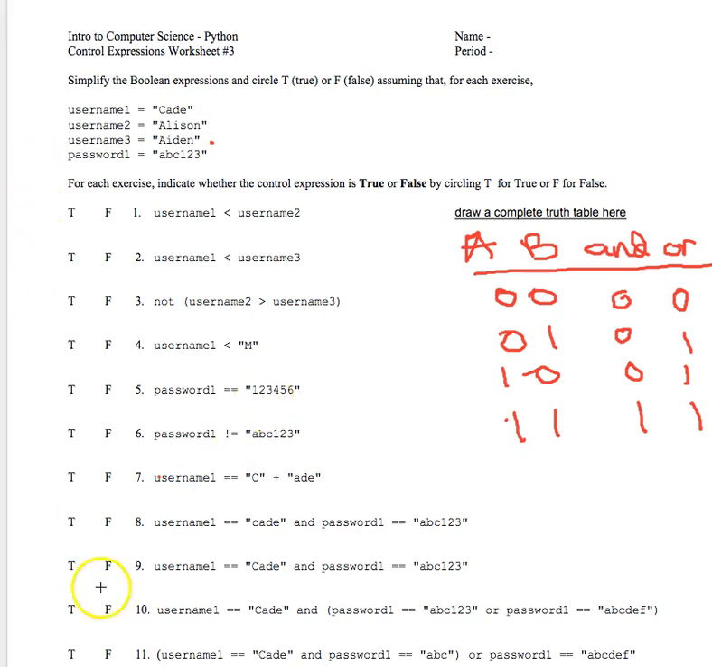Question 1 is simply asking overall, is this Boolean expression true or false? Well, we have to look up username 1, which is CADE, and username 2, which is Allison. The way that a less than symbol gets interpreted by Python, when you have 2 strings rather than numbers, is that the first letter of each string gets compared. So the letter C is being compared with the letter A.